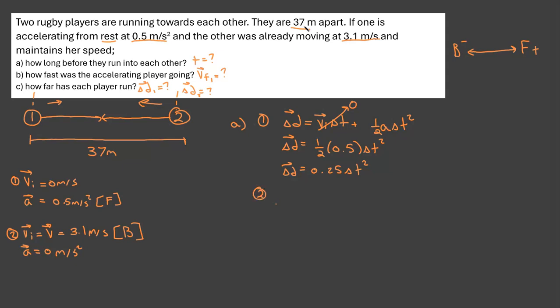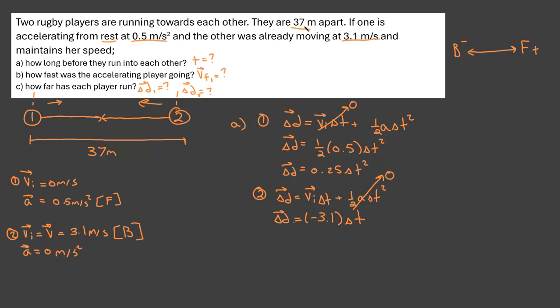Next, for my second player, I'll use the same kinematics equation. And for this one, we know that our acceleration is 0, so this term will go to 0. So then I'll be left with my displacement equals my initial velocity, which is negative 3.1, because I've classified that they're moving in the backwards or negative direction, times my time.